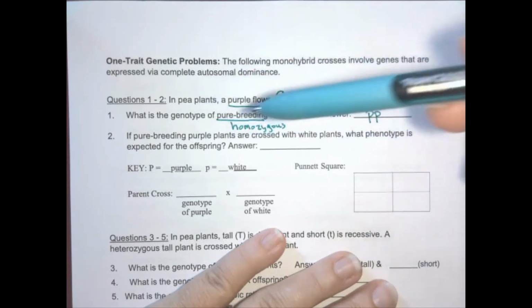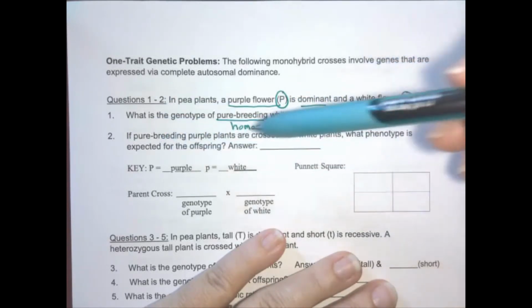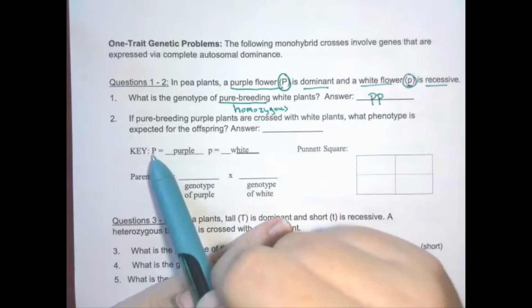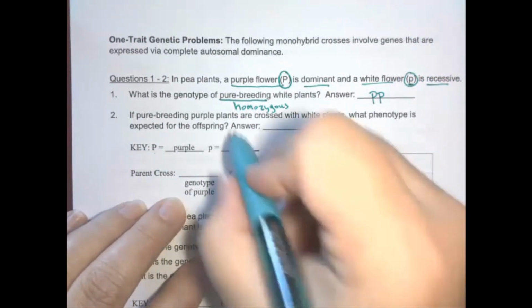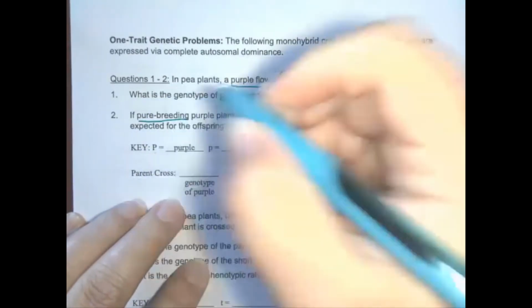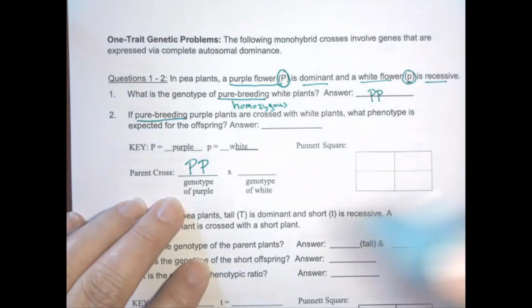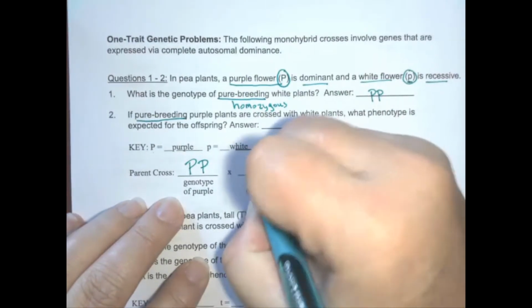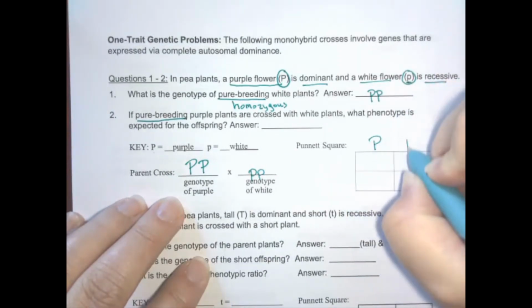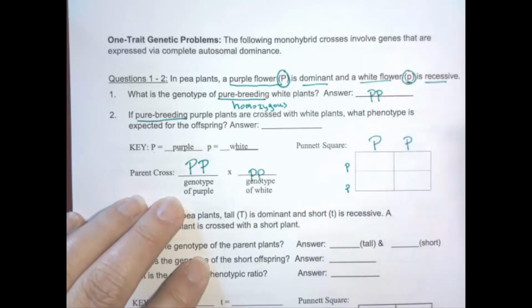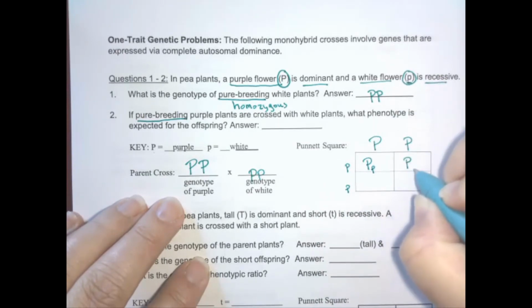Now, if a pure breeding purple plant is crossed with the white plants, what phenotype is expected in the offspring? Okay, so I have my key here. Big P is purple, little p is white. The purple plant is still pure breeding, so that's homozygous. So that's going to be big P, big P. The white plant is going to be little p, little p. Now I'm going to set up the Punnett square. Each box is going to end up with a big P and a little p.